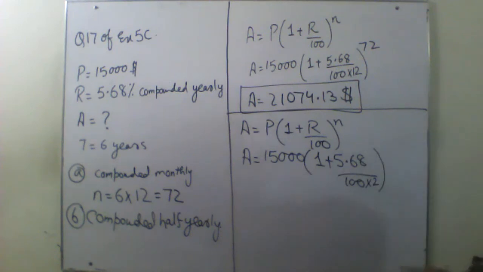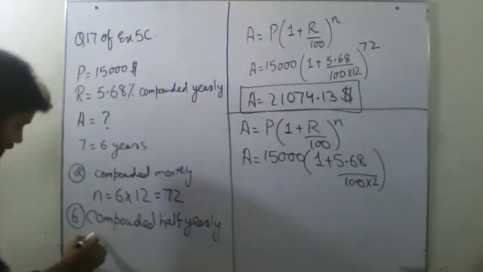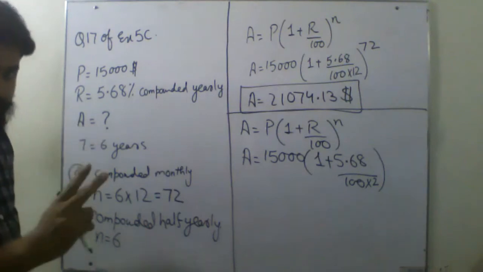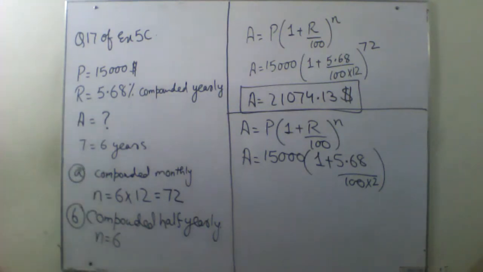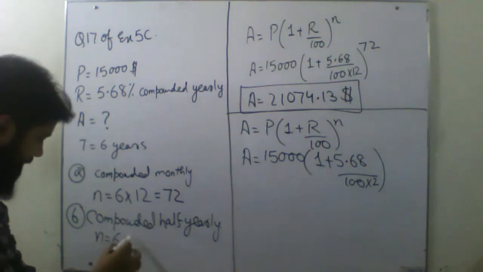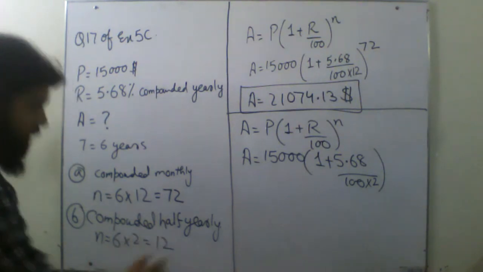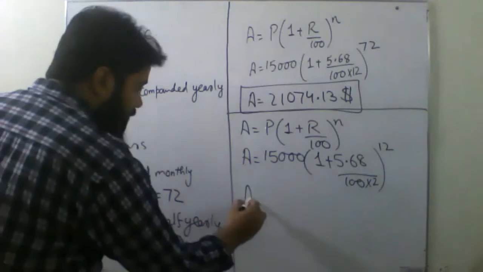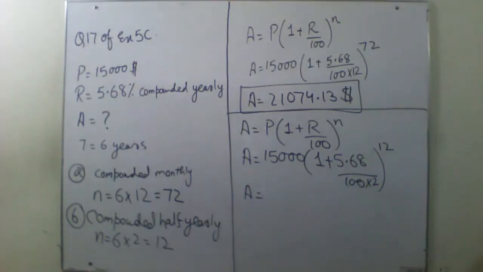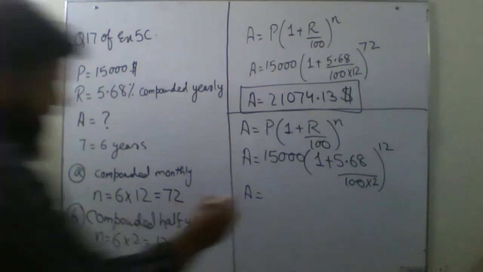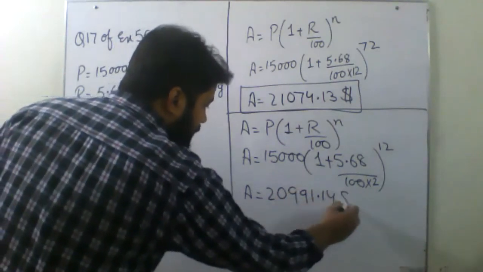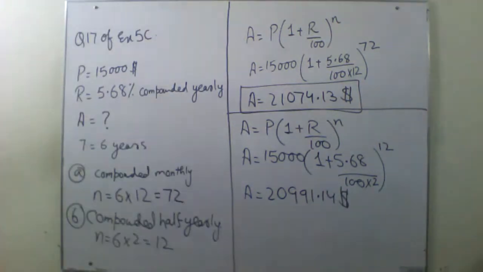And what will be the n? In 1 year, I have 2 half years. In 6 years, how many half years will I have? So I will multiply by 2. 6 twos are 12, and that will be the power n. So A equals, when I simplify this whole thing using a calculator, my answer is coming 20991.14 dollars. This is how you are going to solve this one.